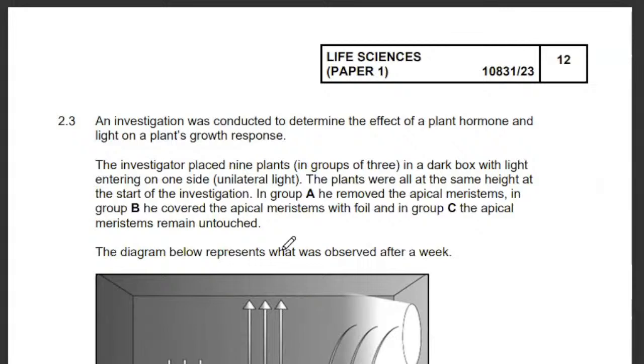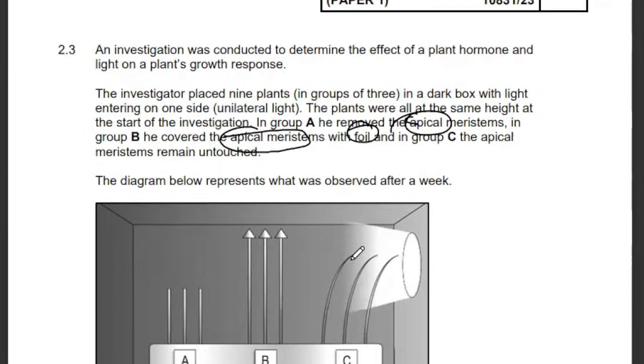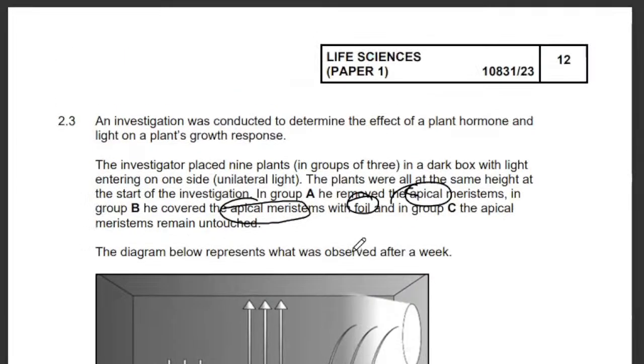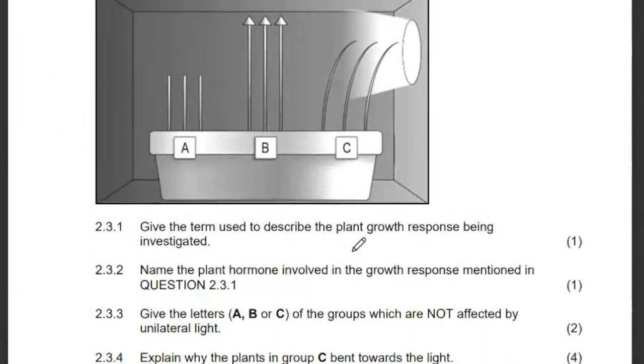In group A, the apical meristem is removed, meaning that it has no head. In group B, the apical meristem is covered by foil, meaning that it doesn't allow light to go through. And then the third one, group C, the apical meristem remains untouched, meaning that nothing is happening to it. They're saying, give the term used to describe the plant response being investigated.